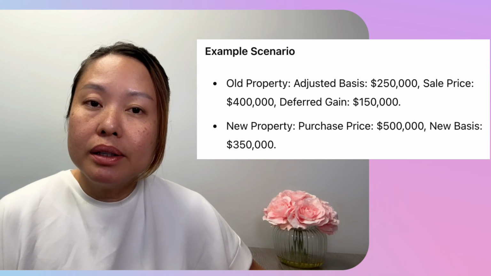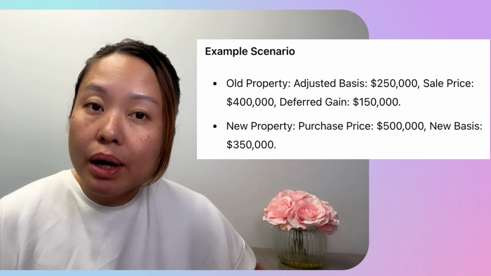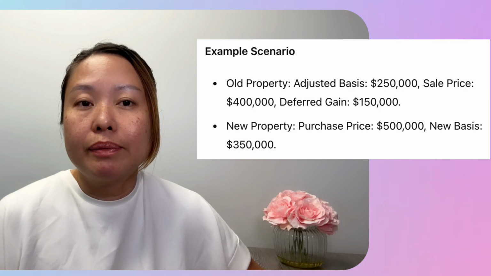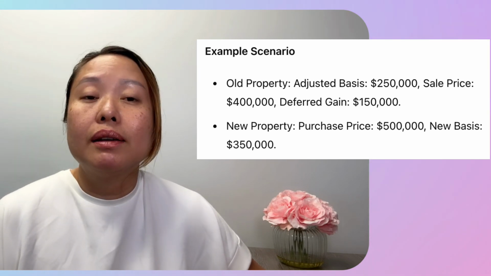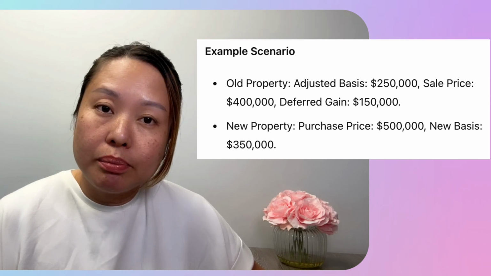So your new basis is going to be calculated as you take the 500K purchase price, minus the 150K deferred gain, that gives you 350. That's your new property adjusted basis. So the new property basis is reduced, allowing the depreciation deferral to continue until a future taxable event. So, depreciation allowed versus allowable.